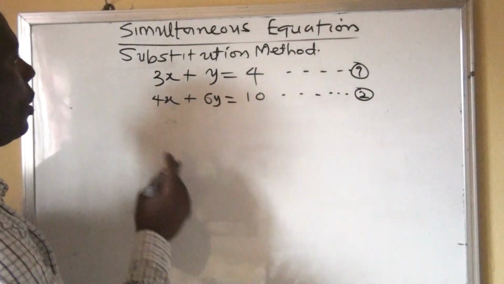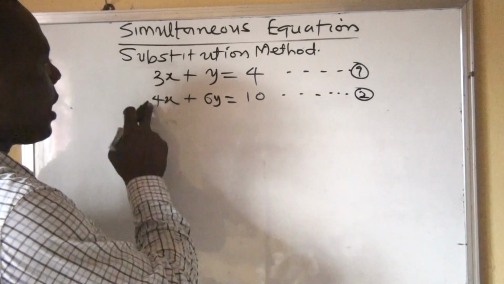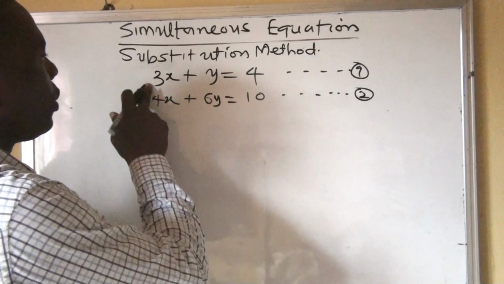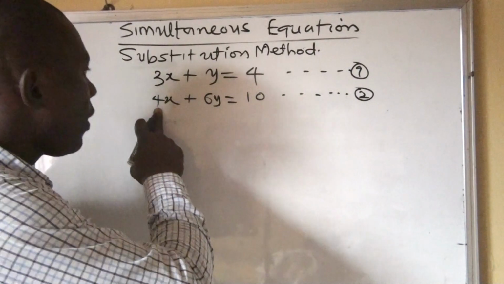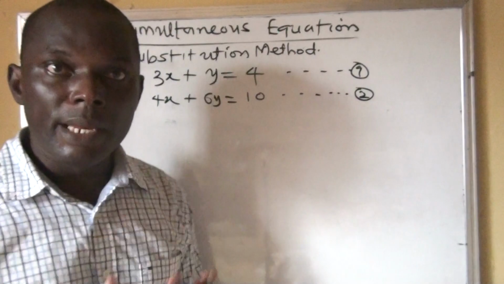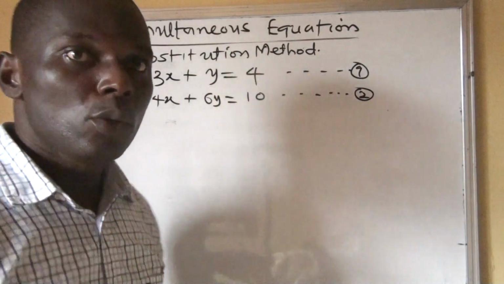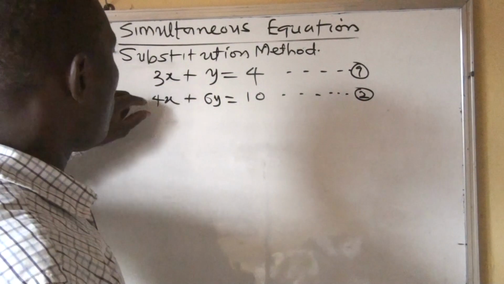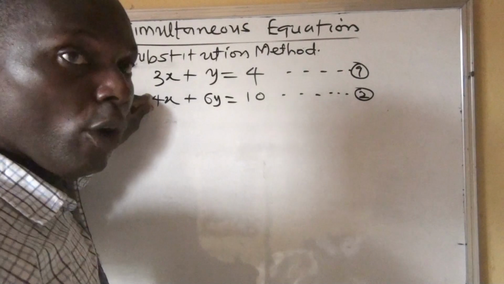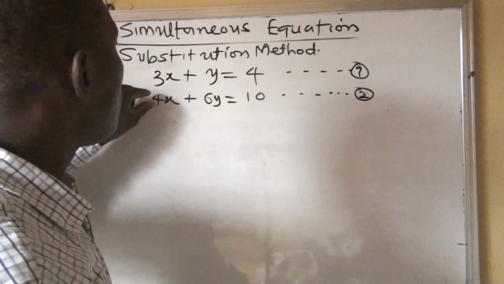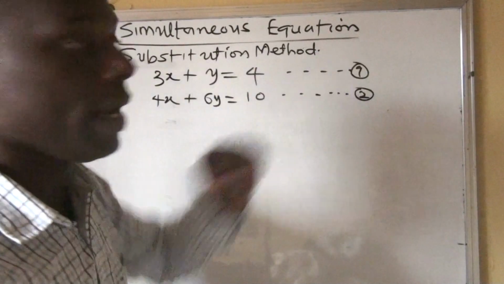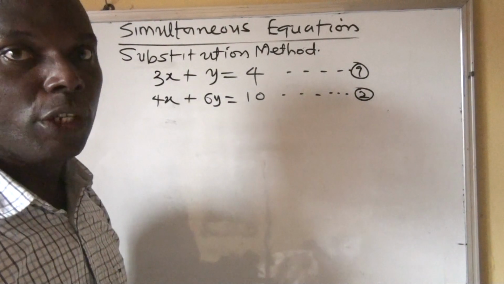If you look at x here, this is 3x, and here we have 4x. In equation 1, we have 3x, and in equation 2, we have 4x. And we tend to eliminate x. What we need to do is to look at equation 2. What is the coefficient of x in equation 2? It is 4. We use it to multiply the whole of equation 1. That is the procedure. Okay?